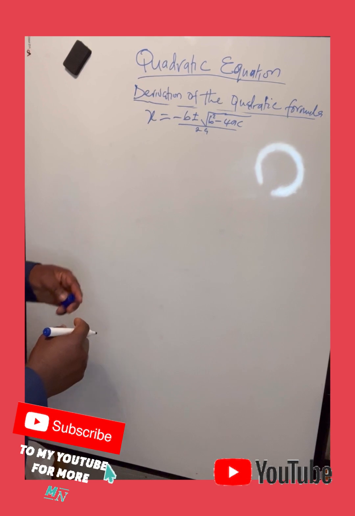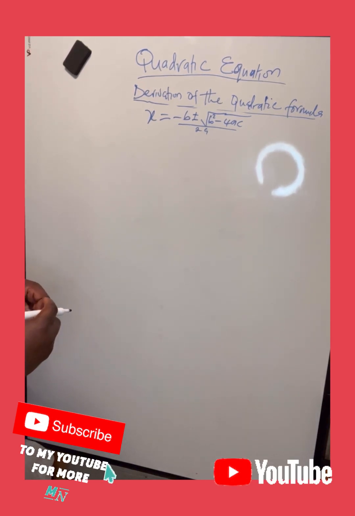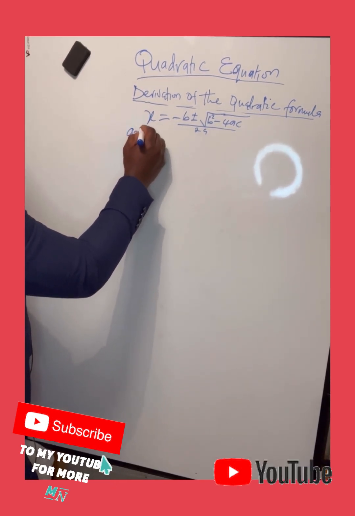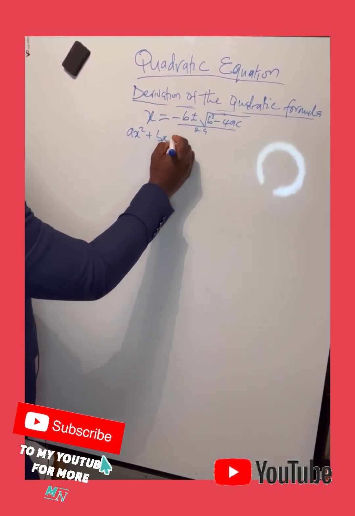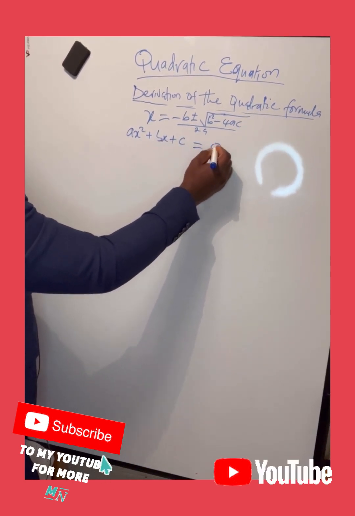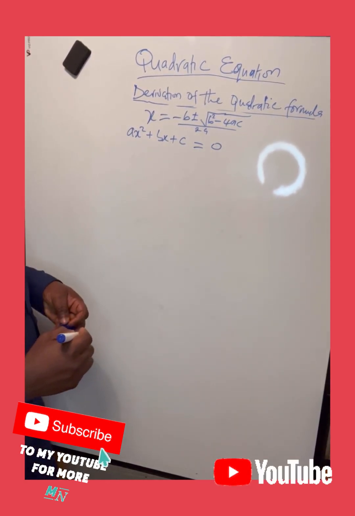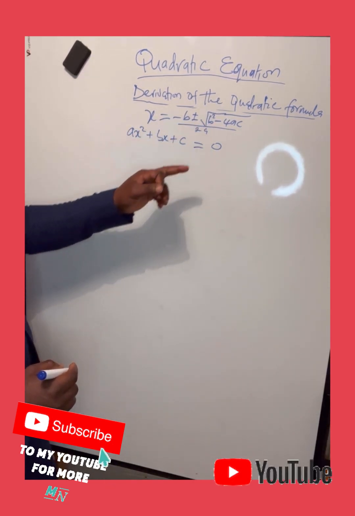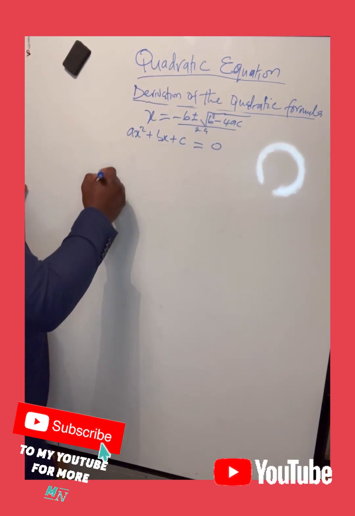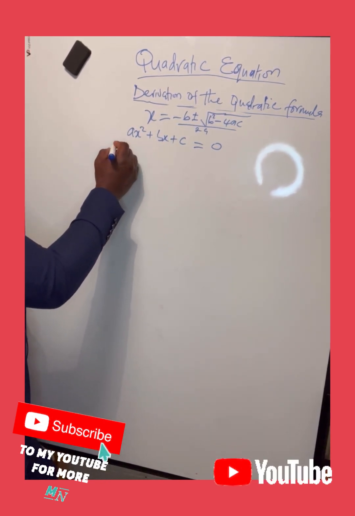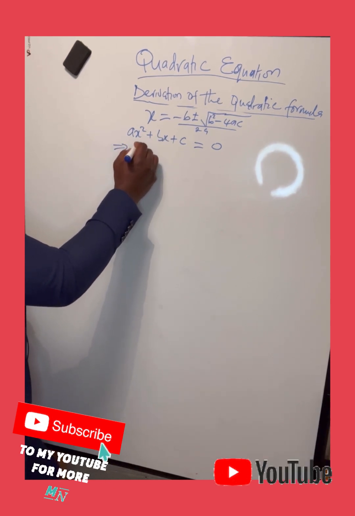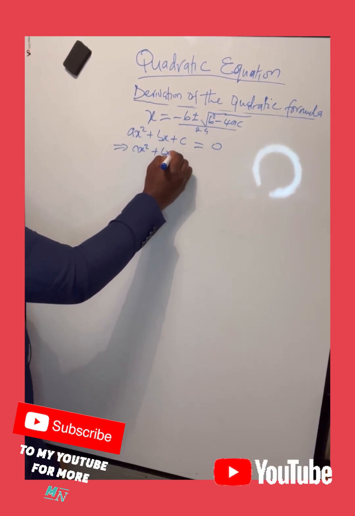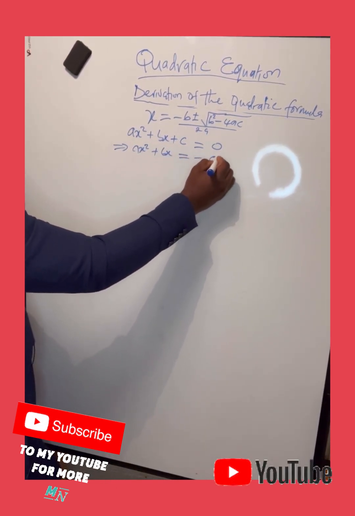I'm going to show you how this formula is derived from the general quadratic equation, which is given as ax squared plus bx plus c equal to 0. This is the general quadratic equation. With the completing the square method, you can derive this formula from this equation. Applying the completing the square method here, I'm going to have ax squared plus bx is equal to minus c.